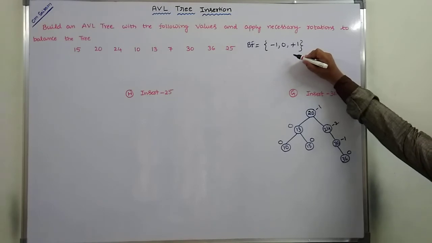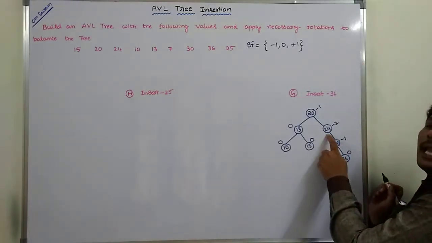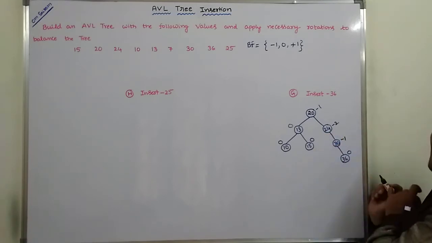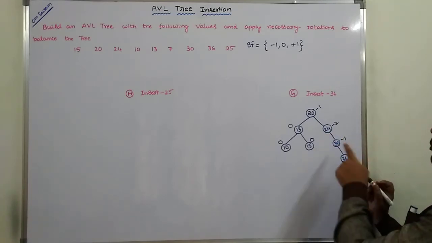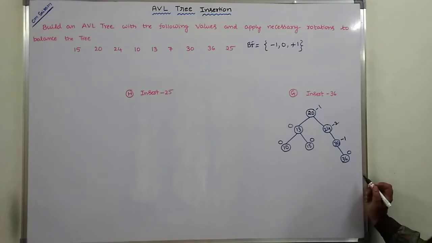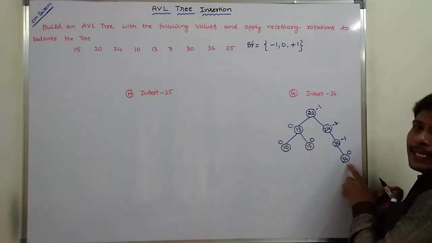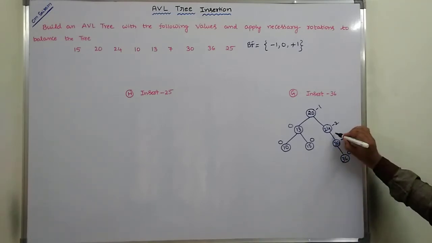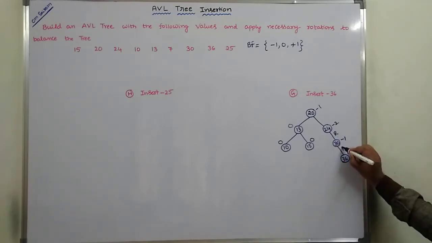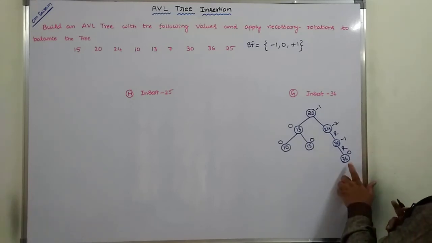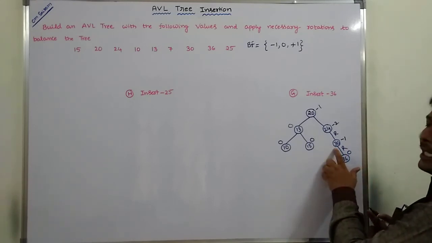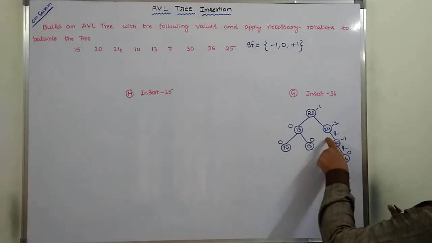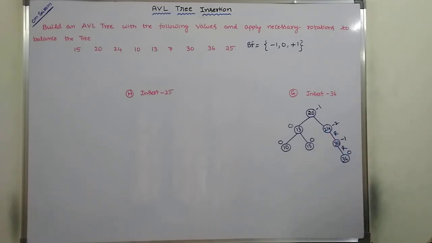So at this node, we have to perform a rotation to reduce the balance factor. Which rotation do we have to perform? Here node 36 is inserted as right of right of right. So this is a right and this is a right. Node 36 is right of 30, and 30 is inserted at the right of 24. Now we have to perform the RR rotation.